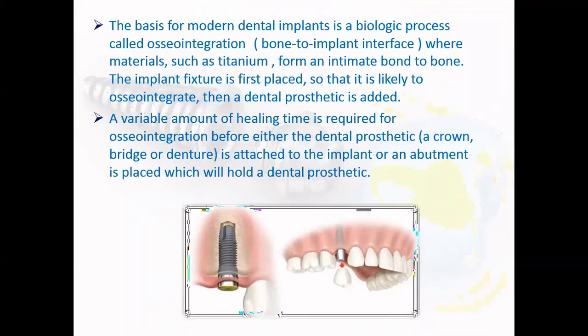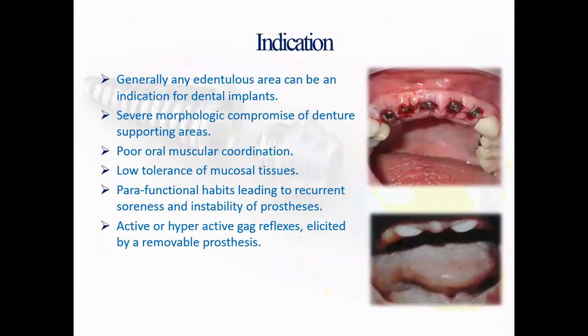The basis of modern dental implants is a biological process called osseointegration, that is the bone to implant interface, where materials such as titanium form an intimate bond to the bone. The implant fixture is first placed so that it is likely to osseointegrate, then a dental prosthetic is added to it. A variable amount of healing time is required for osseointegration before either the dental prosthetic is attached to the implant or an abutment is placed. We have a healing time of months, around 3 to 6 months.